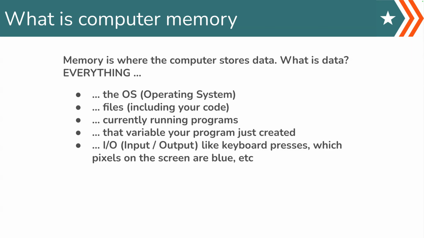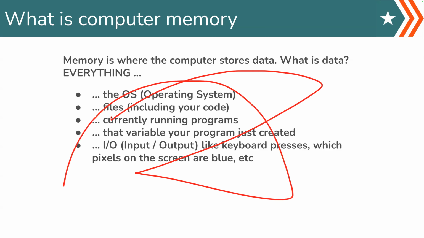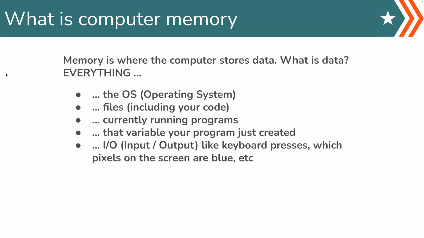And when our program is running, we're creating data all the time, which we've seen whether it's with Python Tutor or the debugger. So currently running programs and all the data created by them are all stored in computer memory. And then even things that we might not immediately think about, such as input and output, such as when I press that key on the keyboard or I move my mouse around, or I draw on the screen and the computer needs to remember which pixels are now red. All of that is data.